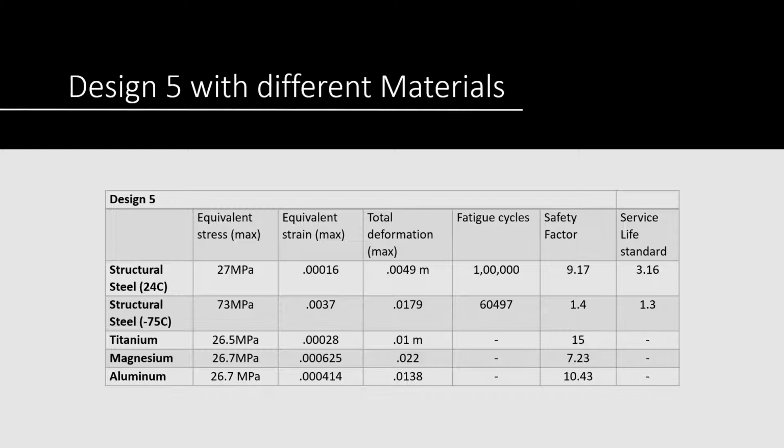Aluminum 2219, I believe, is what they use at the International Space Station. We compared equivalent stresses, equivalent strain, and total deformation. This was again a bunch of simulations compiled into one table, and we prepped it to analyze, and that's what we'll see next.